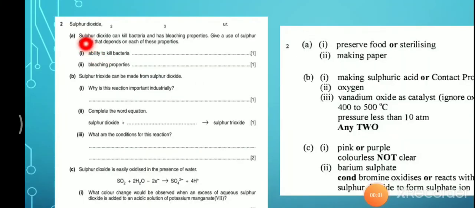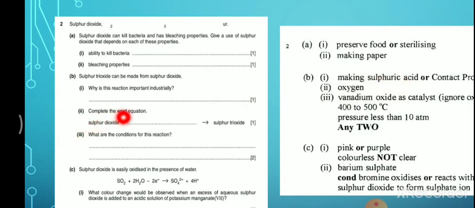The next question is: sulfur dioxide can kill bacteria and has a bleaching property. Give the use of sulfur dioxide that depends on each of these properties. Ability to kill bacteria is used to preserve food. Bleaching property is used to make paper. Next question: sulfur trioxide can be made from sulfur dioxide. Why is this reaction important industrially? This reaction is important industrially to make sulfuric acid.